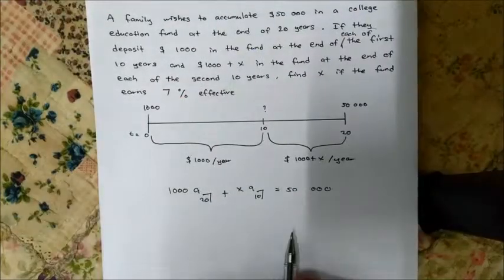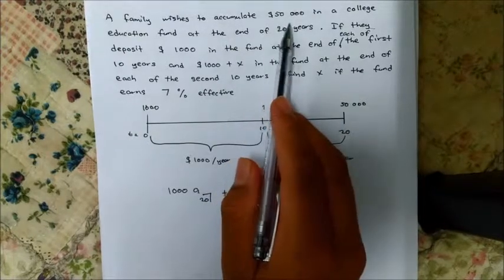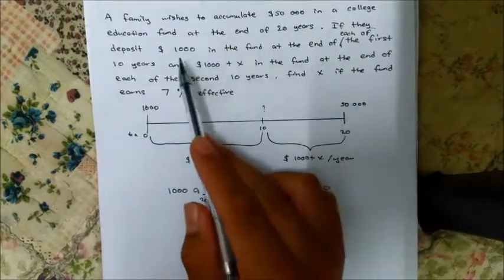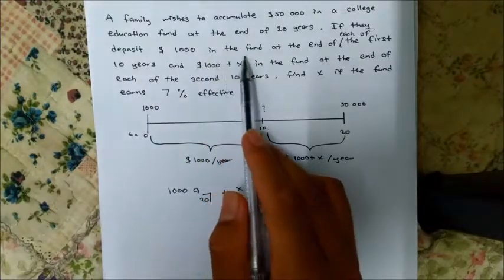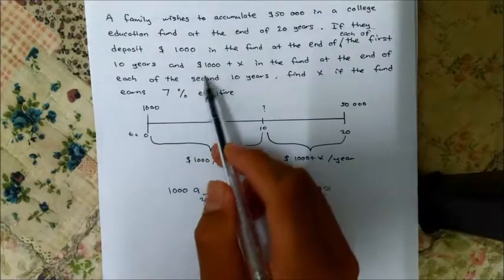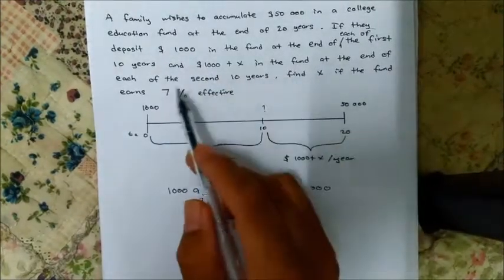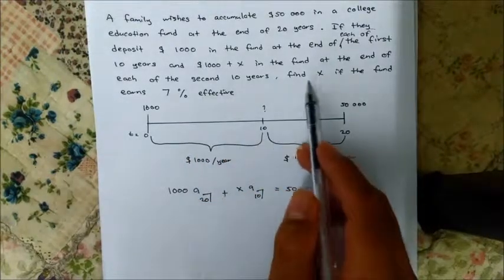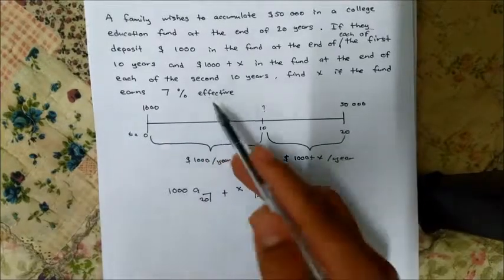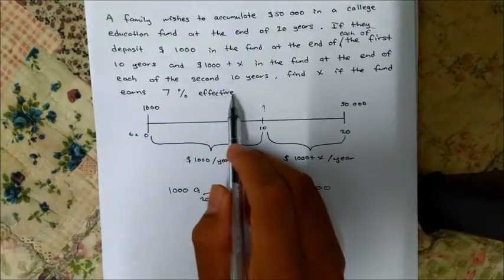So let's start with the first question. A family wishes to accumulate $50,000 in a college education fund at the end of 20 years. If they deposit $1,000 in the fund at the end of each of the first 10 years and another $1,000 plus X in the fund at the end of each of the second 10 years, find X if the fund earns 7% effective. Before that, actually, 7% effective means the rate of interest.